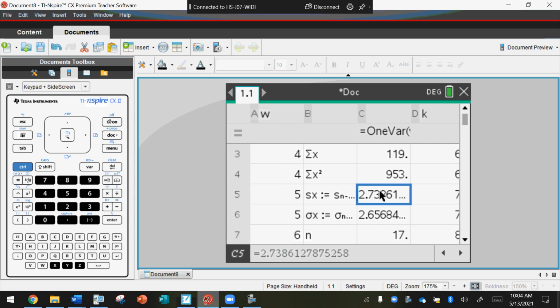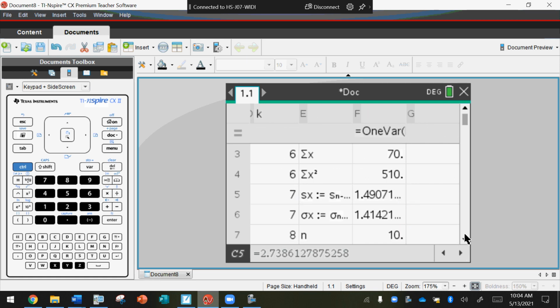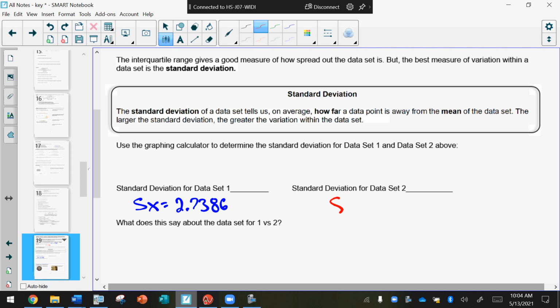For data set number two, scooch over a little bit. Column K is data set number two. Standard deviation, I look for the SX. That's the sample standard deviation. That's what we use unless they tell us population standard deviation, which is the one underneath that. We will use the sample standard deviation, which is 1.4907. So over here for data set number two, it was 1.4907.